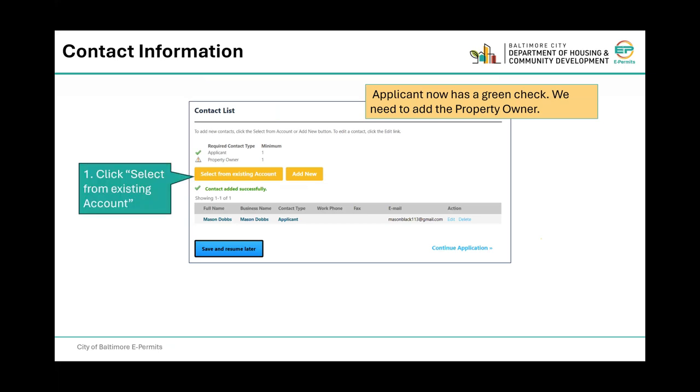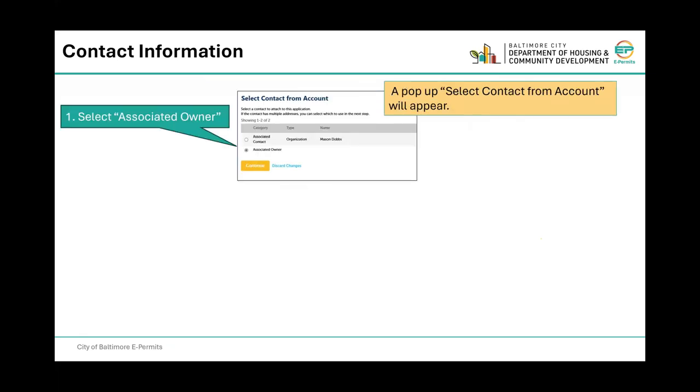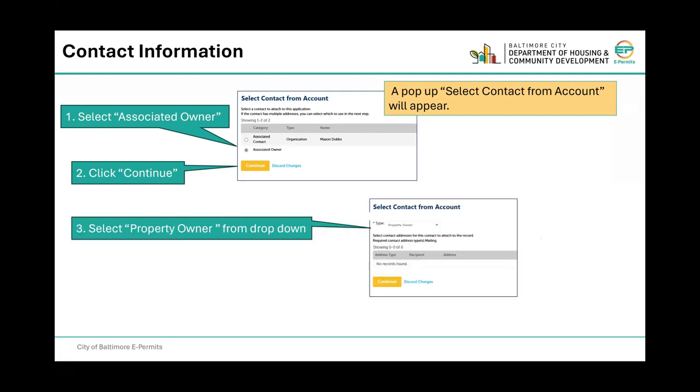We need to add the property owner. So click select from existing account. Select associated owner. Click continue. Select property owner from the drop-down. Click continue.